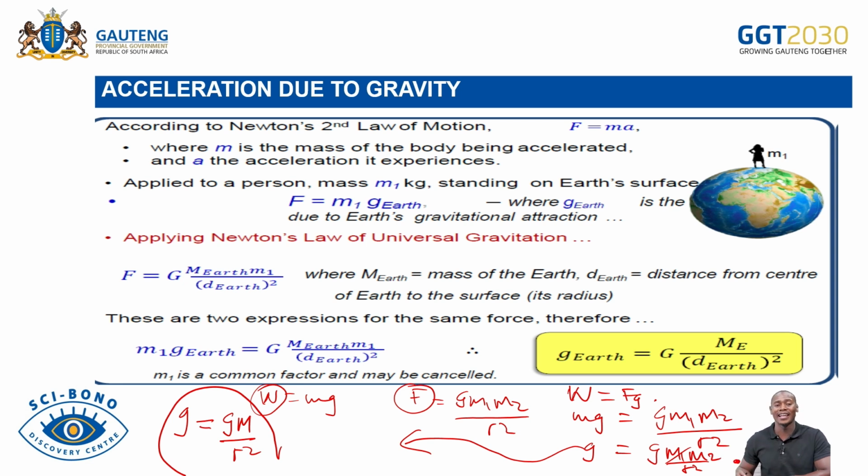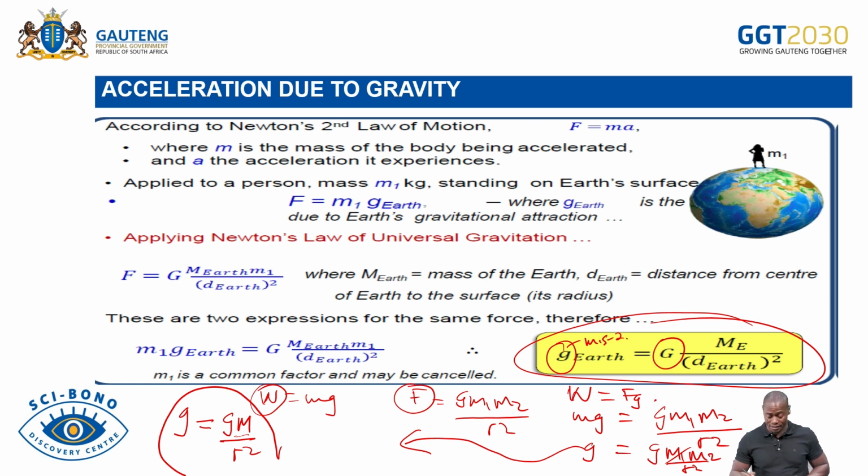Because gravitational acceleration changes as the mass of the planet changes and also as the radius of the planet changes. When you look at this equation, g equals GM over r squared, this is gravitational acceleration, which is measured in meters per second squared, and this is the gravitational constant. M, guys, is the mass of the planet.